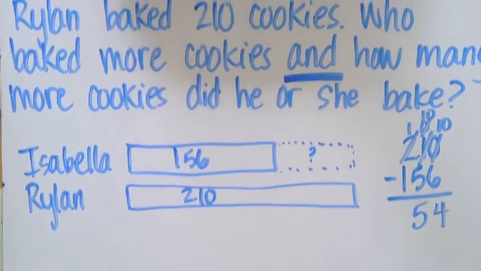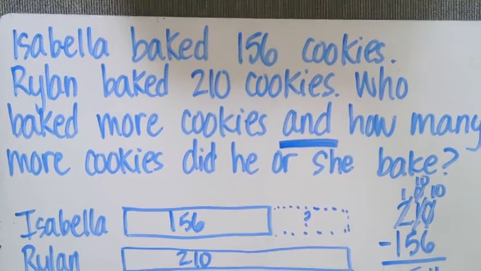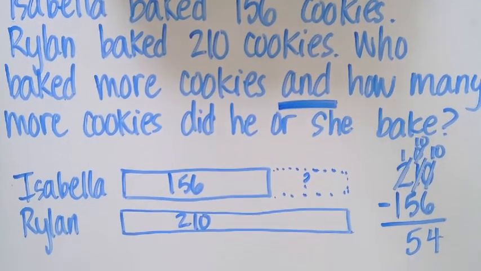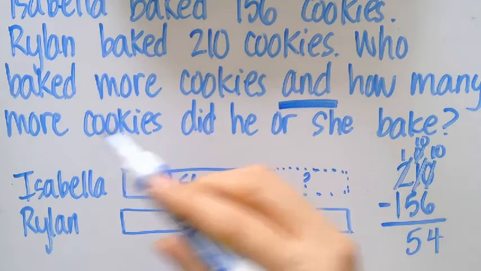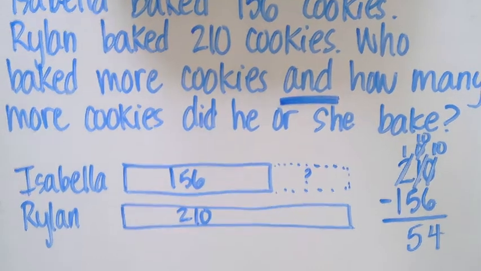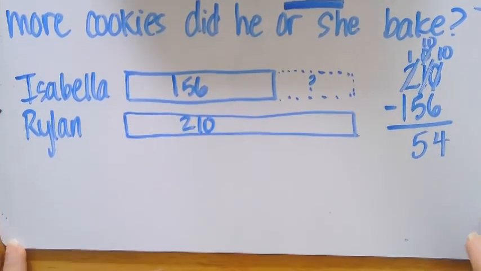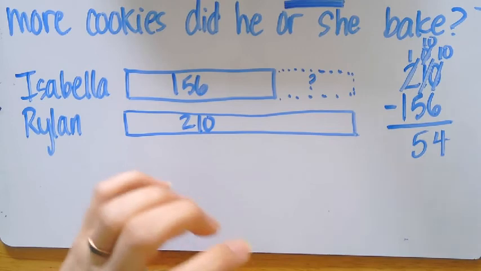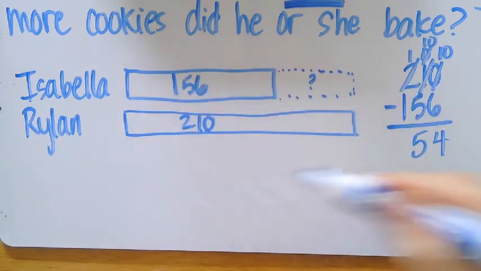Am I done with my work when answering my word problem? No. Go back, please check your work. Look at the question. The question mark tells you what you need to do. What is the verb? What is your action? Who baked more cookies and how many more cookies did he or she bake? So I need to now, using my RACES strategy, incorporate the question when I restate my answer.